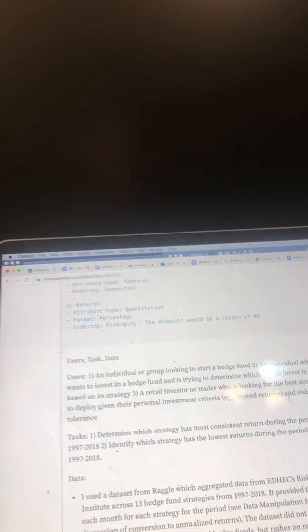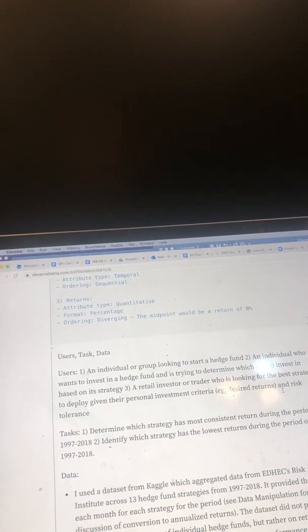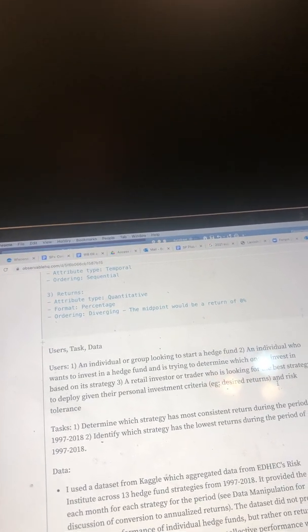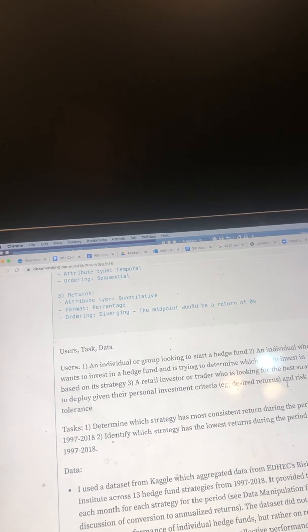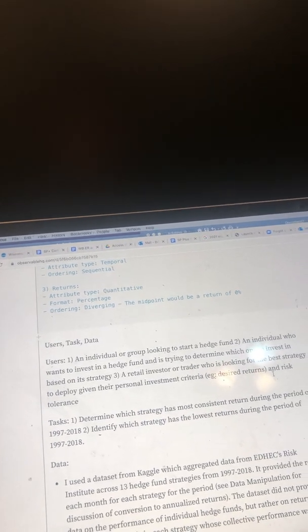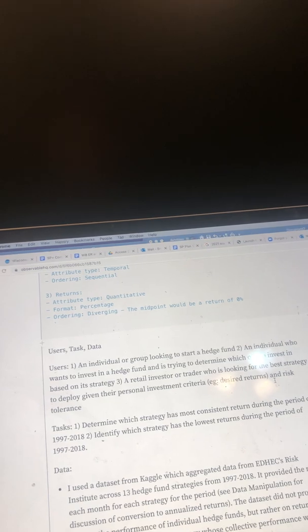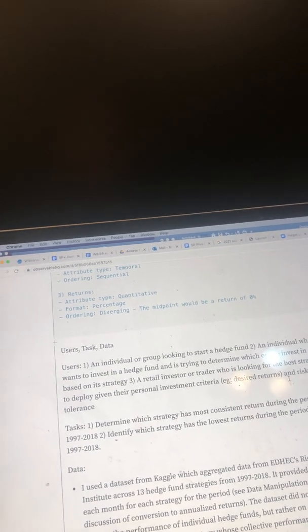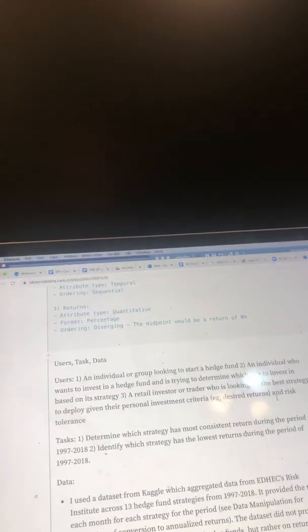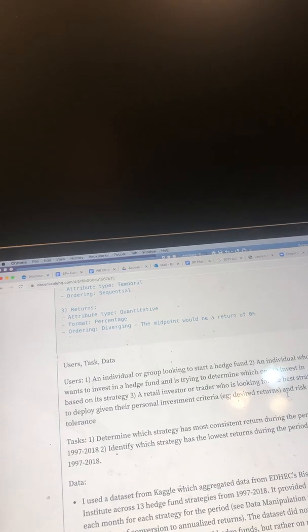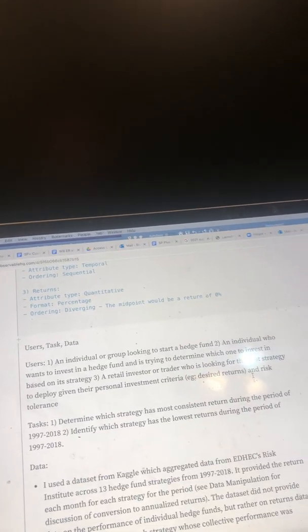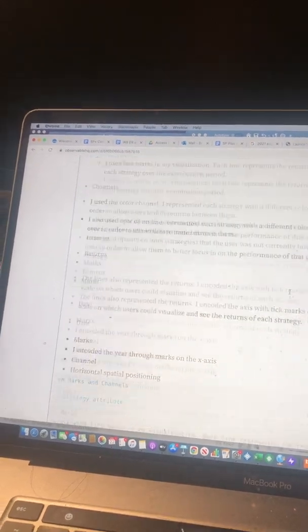And so in terms of the user's task and data, someone looking to start a hedge fund, or who wants to invest in a hedge fund, or a retail trader looking to figure out the best strategy would be the user. We had two different tasks. One would be to determine which strategy has the most consistent return during the period, and then which one has the lowest returns during the period. As I mentioned, the data is from a Kaggle data set, and I did a little bit of manipulation. We won't talk too much about that.